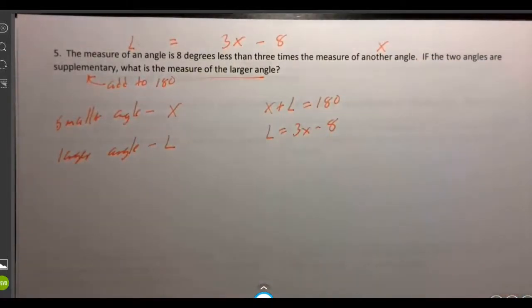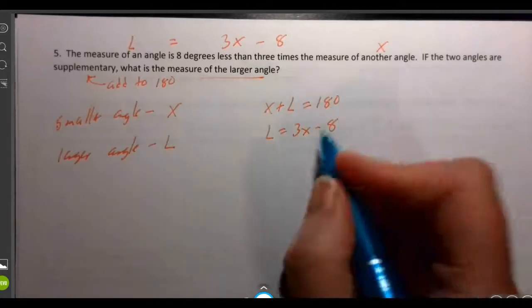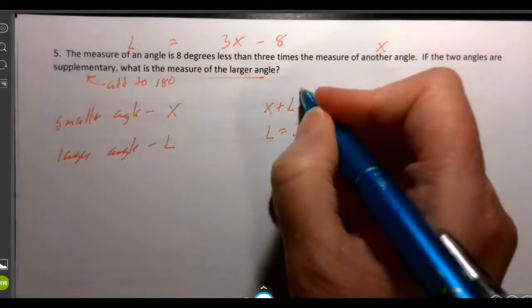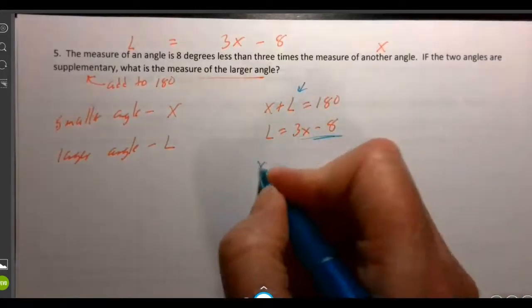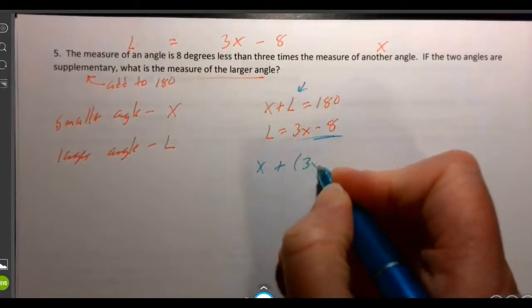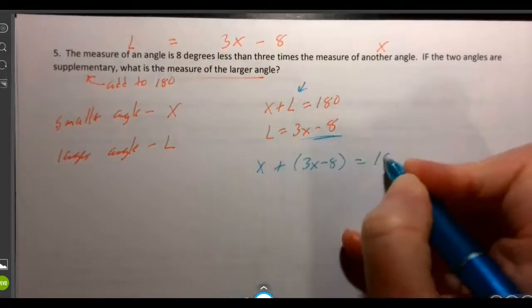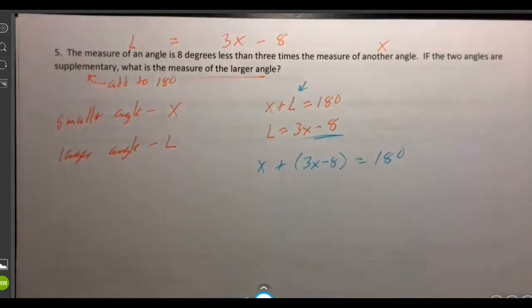Okay, what do you think this one lends itself to? Substitution, obviously, it's already set up. So this one's going to be pretty fast because you can plug it right in for substitution. I'm plugging this in for L right here. So I'm going to go x plus (3x minus 8). I know it's not necessary to put it in parentheses, but we're going to do that. Okay, solve those equations. Find out what those two angles are equal to.